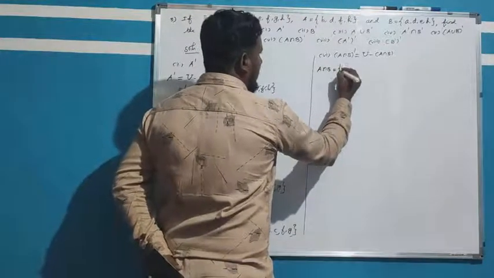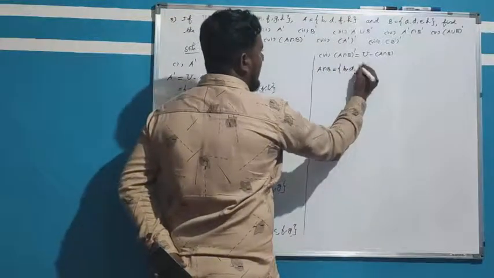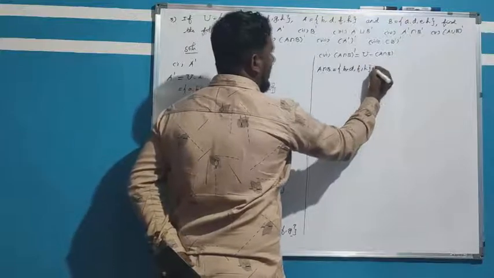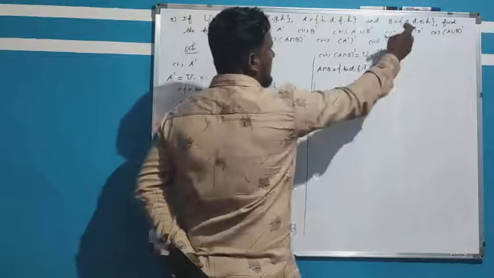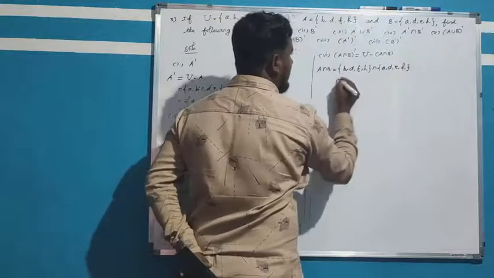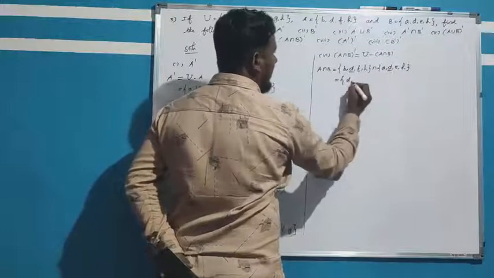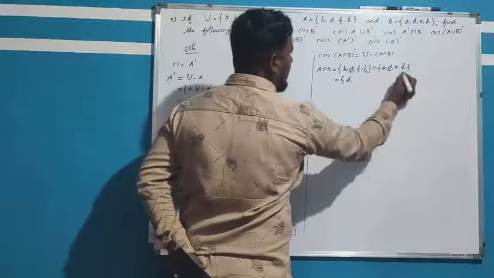First we can find, what is the set A? A is {B, D, F, H}. What is the set B? B is {A, D, E, H}. Intersection means it contains the common elements. So what are the common ones? D, D is common, and H, H is also common.